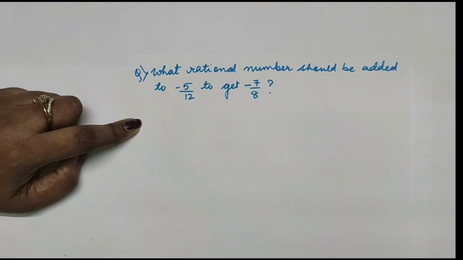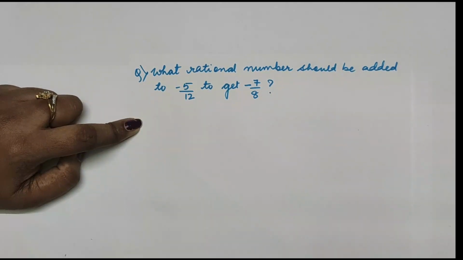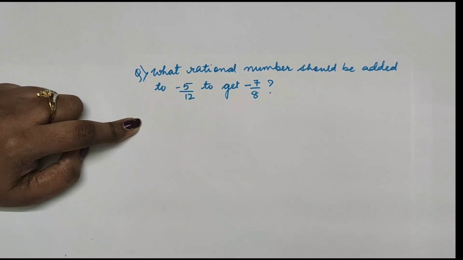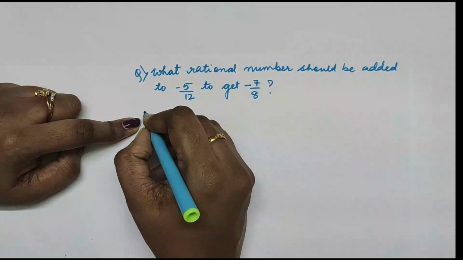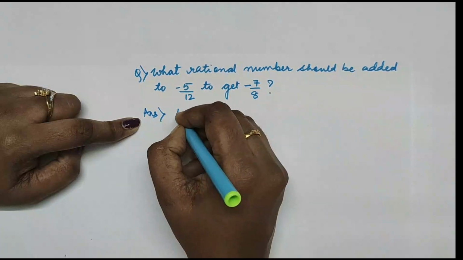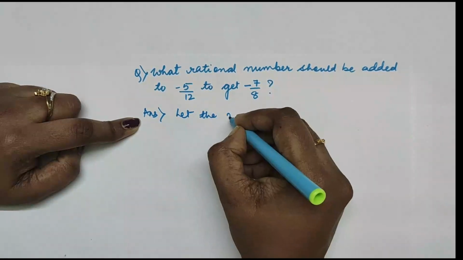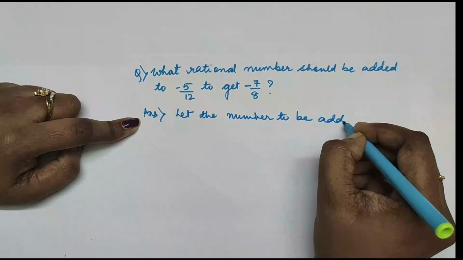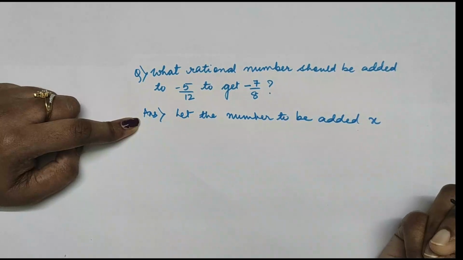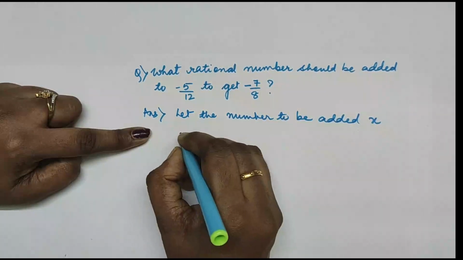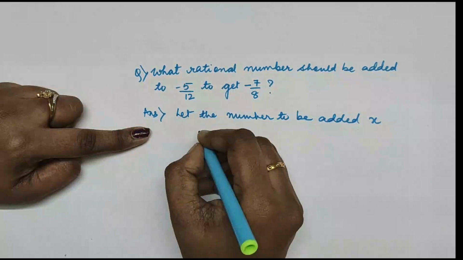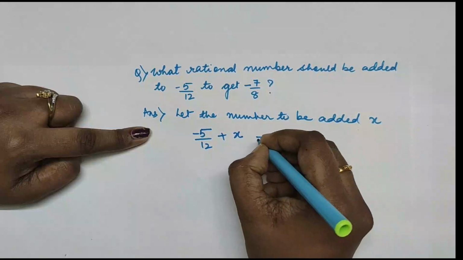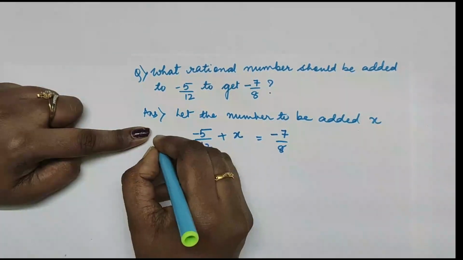Our next question is, what rational number should be added to minus 5 by 12 to get minus 7 by 8? So what should be added to this? We don't know what number, so let us assume the number to be added be x. Let the rational number be x, and it should be added to minus 5 by 12. So minus 5 by 12 plus x will give me minus 7 by 8.